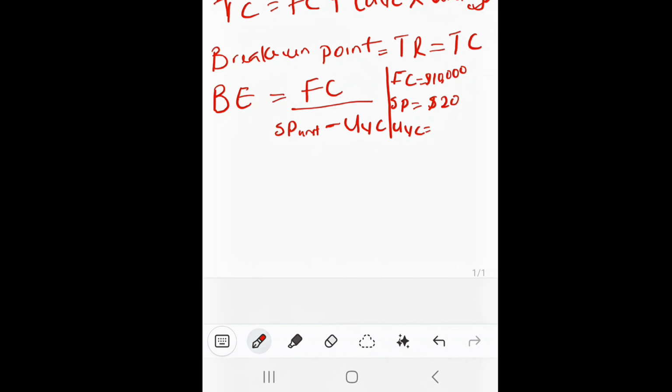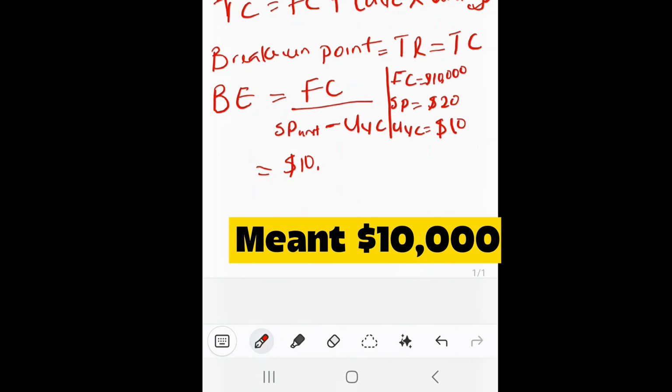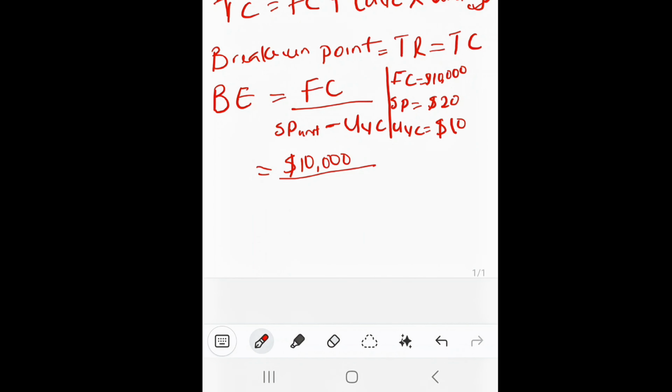Let me explain again. Your unit variable cost is just that cost that you incur on just one product, just one item. To get your break-even point, you need your unit variable costs, you need your selling price per unit, and you need your fixed cost. So your unit variable cost here, let's assume is $10. Let's input that into this formula. Fixed cost is $10,000 over the selling price, $20, minus the unit variable cost, which is $10.